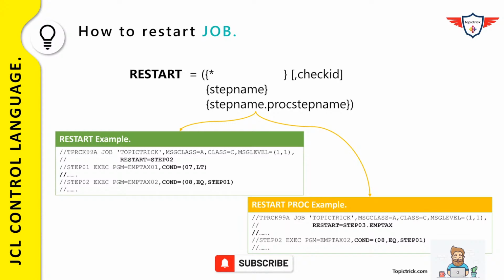So in the first example, I've used the restart parameter, that is the restart keyword followed by an equal sign, and after that I've specified the step name. So that is step 02. So actually I just want to restart my job from step 2. So you need to just specify that and resubmit your job, and the job will be restarted from step 2.